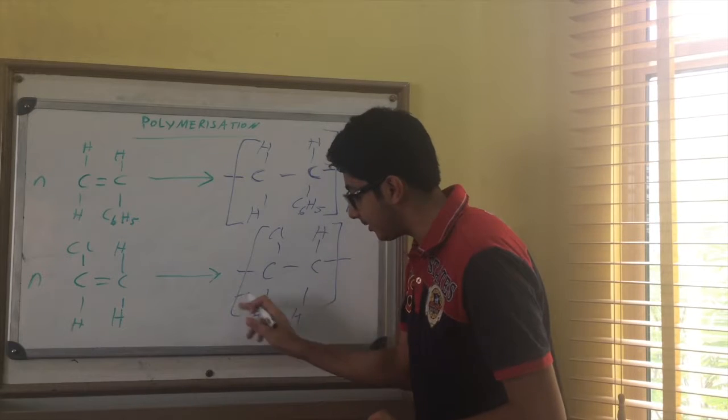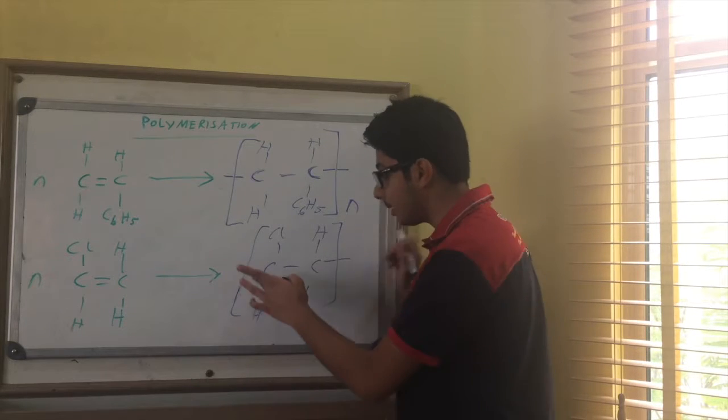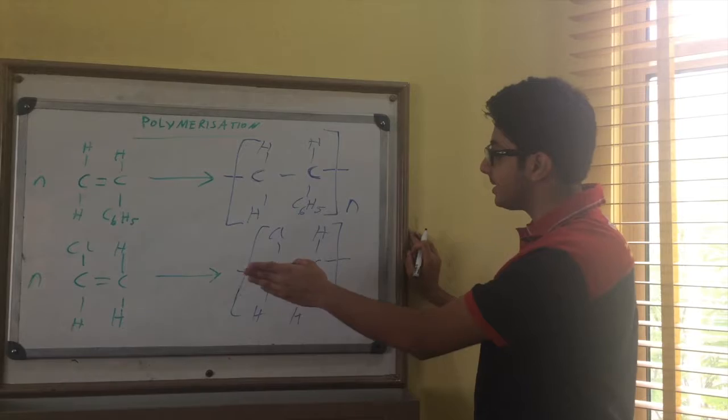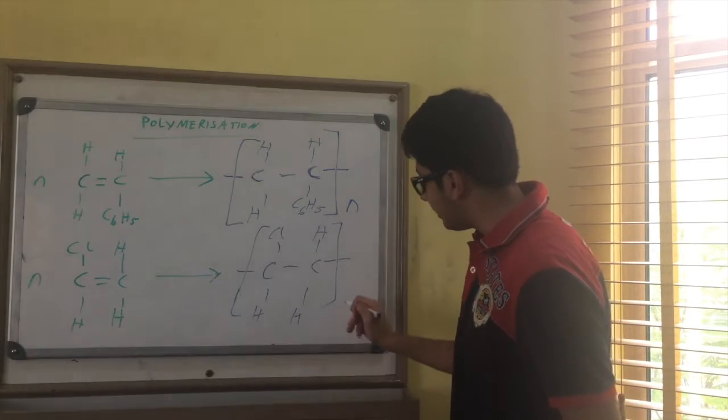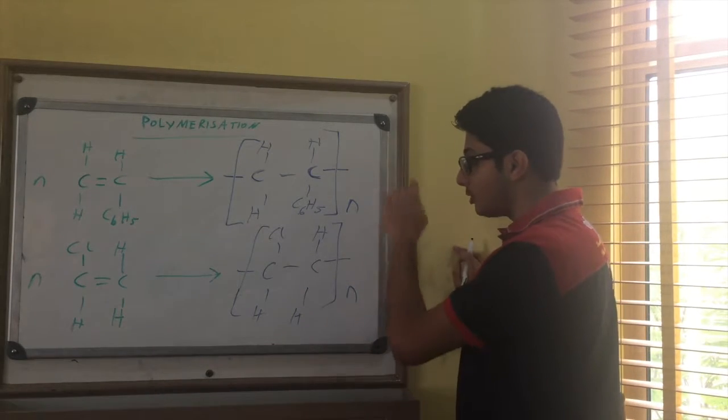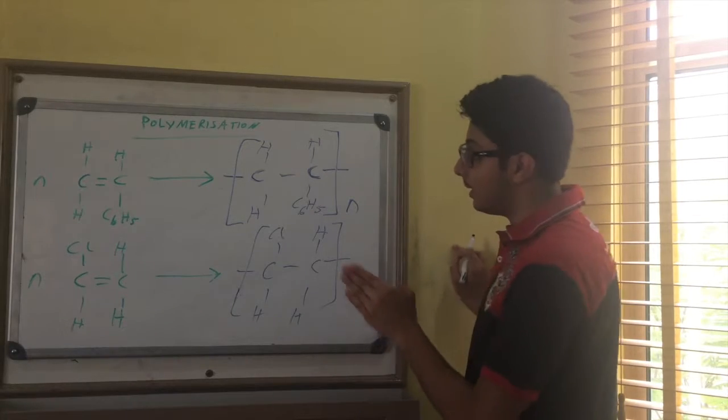They can't just be drawn here or anywhere. They have to be coming from the carbons and extend through the brackets. And then you put your N, which makes this a repeating unit.